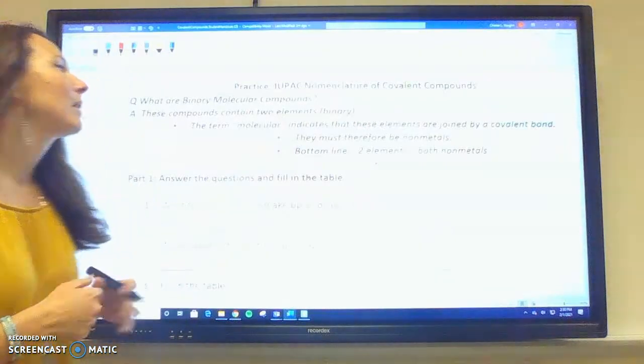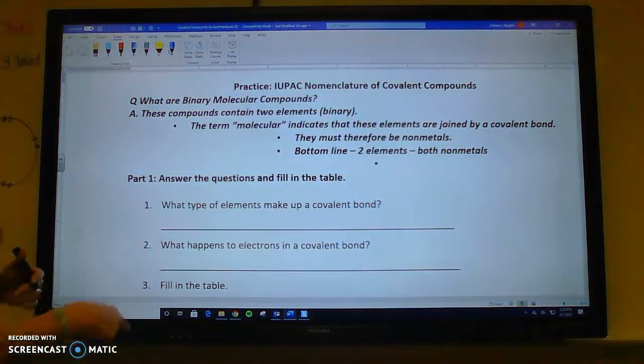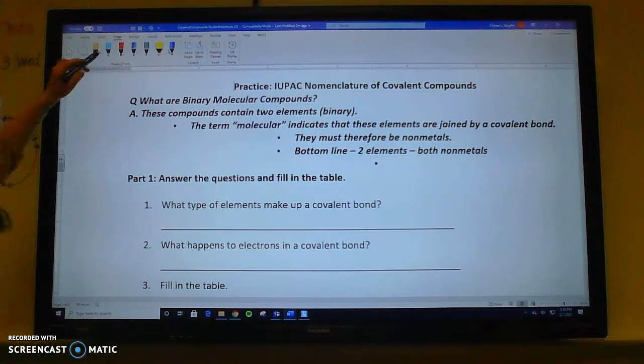That's an ionic compound. Well, these are different because now, okay, bye, Miss Wilkins.